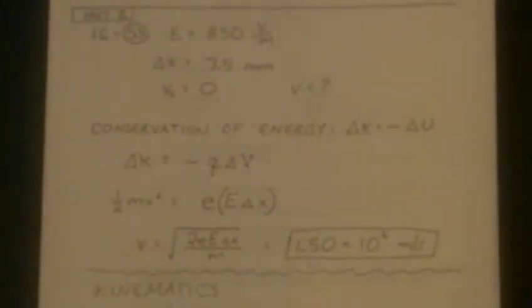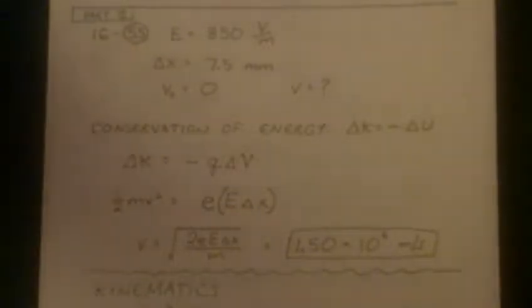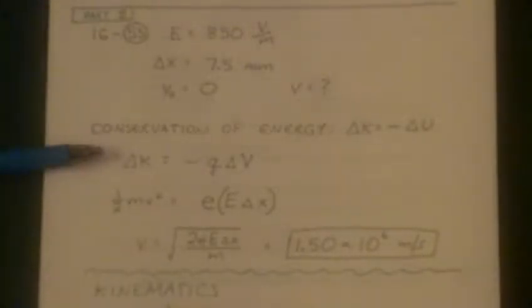For number 55, we have an electric field of 850 volts per meter, a distance covered of 7.5 millimeters, starting at rest, and the question asks, what is the final speed? We'll use conservation of energy, which says that the change in kinetic energy is the opposite of the change in potential energy. So we have kinetic energy is the opposite of charge times delta V.